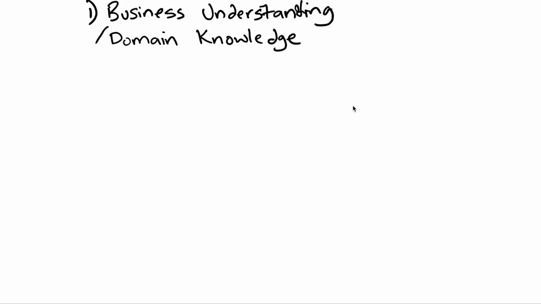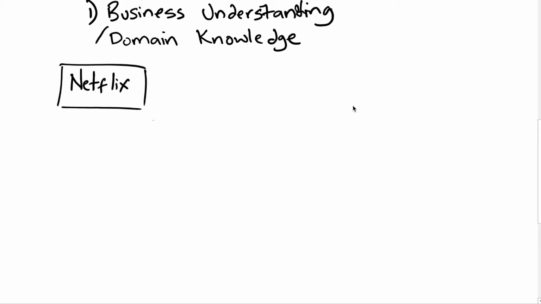Now, what do you understand by business understanding or domain knowledge? Now, in its literal sense, what business understanding means is understanding any business from A to Z. So let's consider Netflix, because I think this was the example I gave when I was initially explaining the KDD process in my first video. So let's take Netflix as an example.